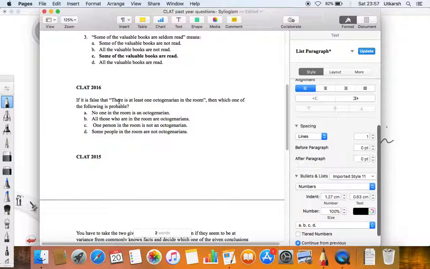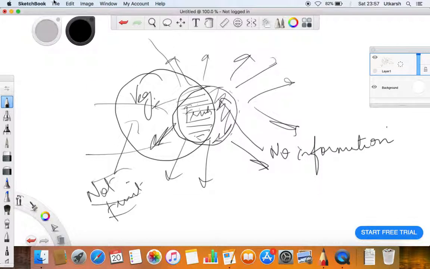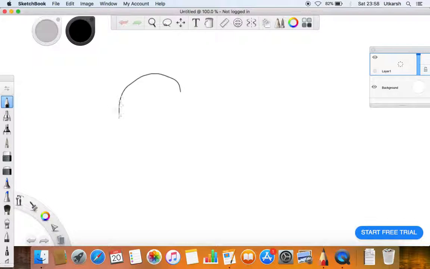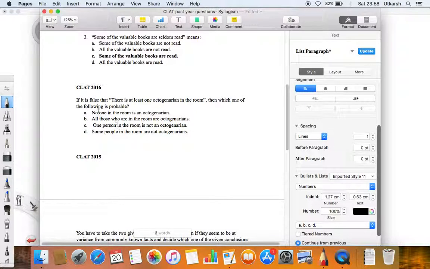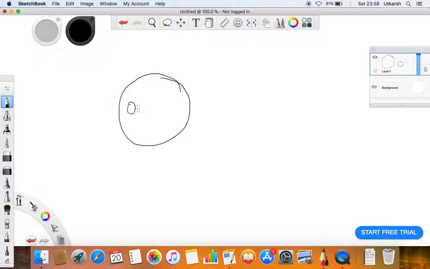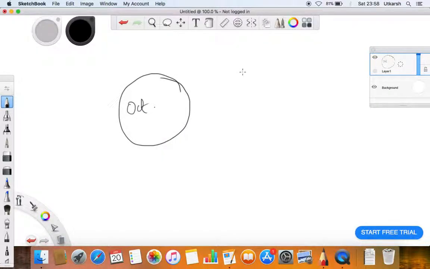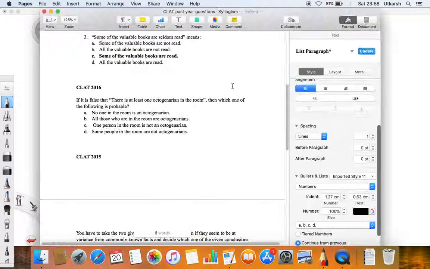Actually, you can try solving this with a Venn diagram. Let's just try, might as well. It says, at least one octogenarian in the room. It says if it is false that there is at least one octogenarian in the room. So let's make an octogenarian plate, and there is a room plate. Okay, room plate. Now, what does it say?